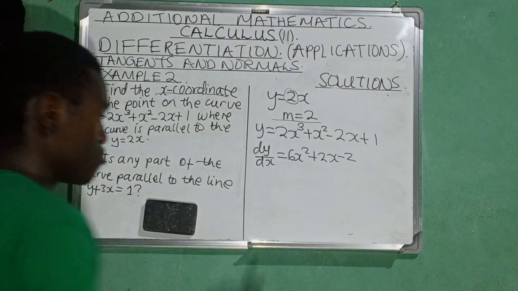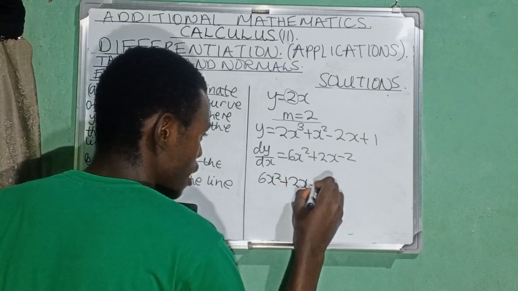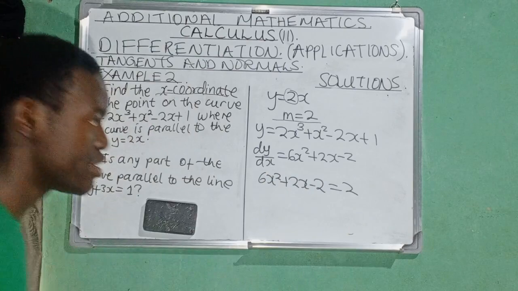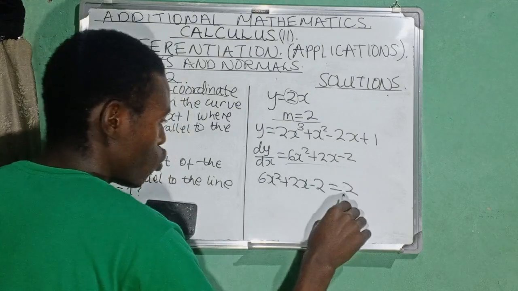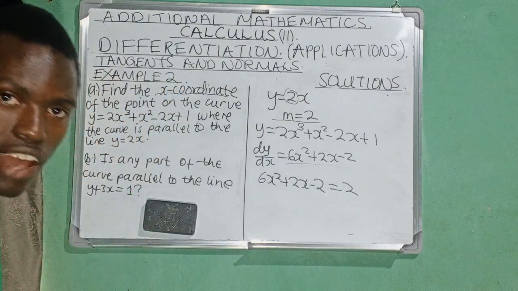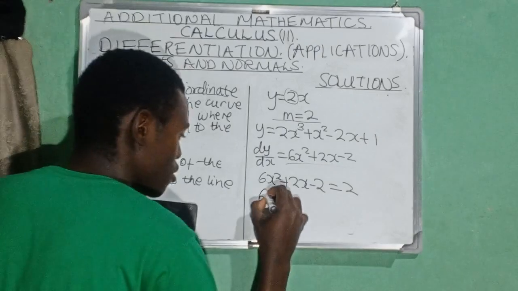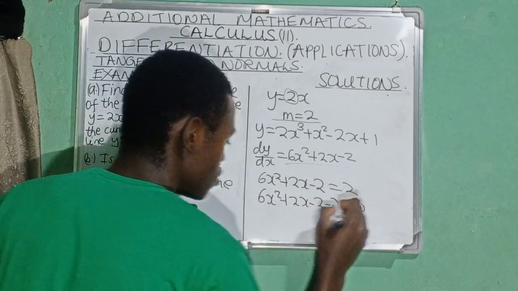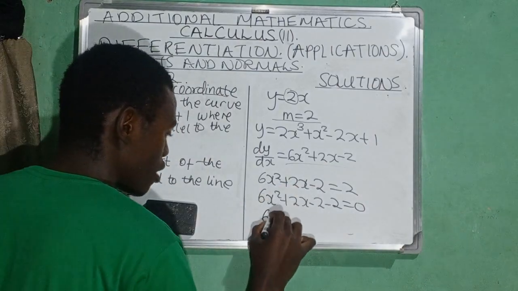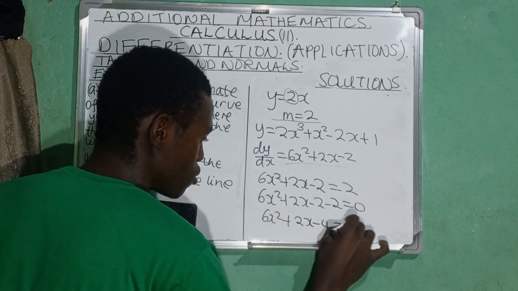So it's simply meaning that 6x squared plus 2x minus 2 is equal to 2. Simply means dy dx is equal to 2. What you found for your dy dx should equal 2. And then now you solve the new quadratic equation that is formed. It's going to become 6x squared plus 2x minus 2 minus 2 is equal to 0, and then 6x squared plus 2x minus 4 is equal to 0.